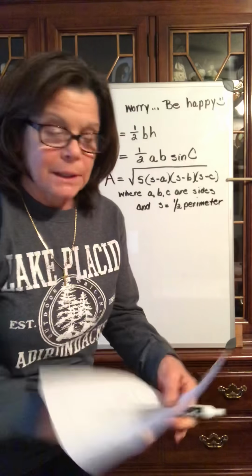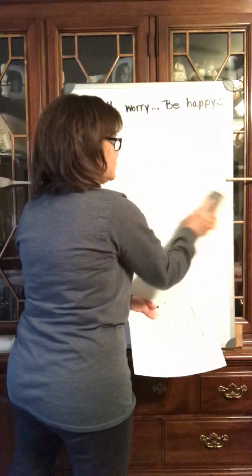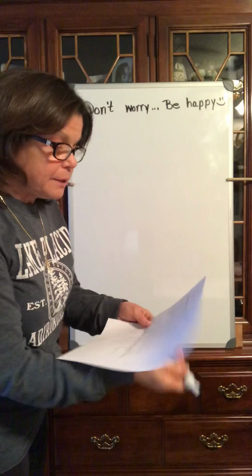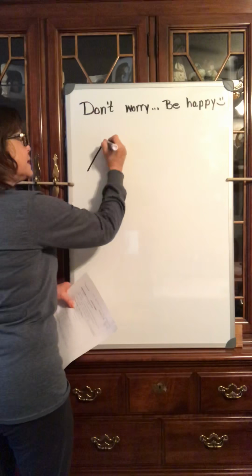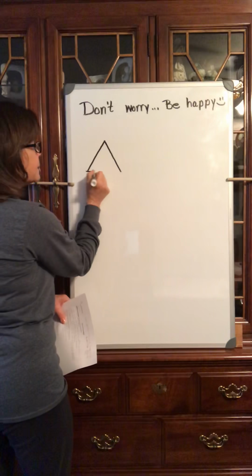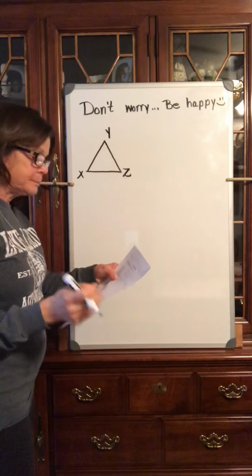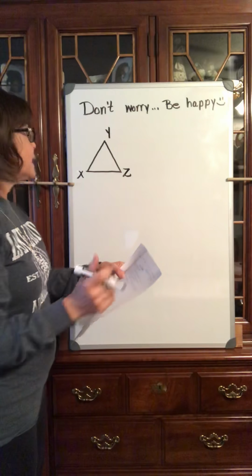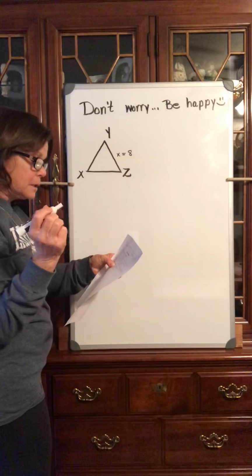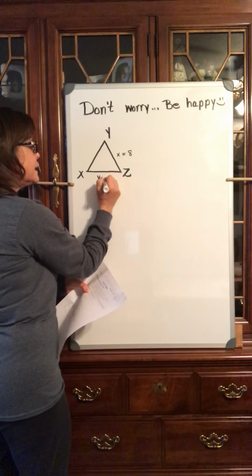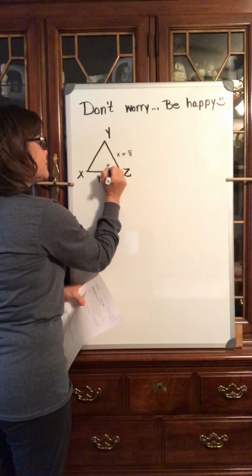Okay, so the first example, find the area of triangle XYZ. It doesn't say that it's a right triangle, so you can't assume that it's a right triangle. So here's some triangle XYZ. If lowercase x, so that would be side x, is 8 feet, lowercase y, side y, is 5 feet, and the measure of angle Z is 52 degrees.